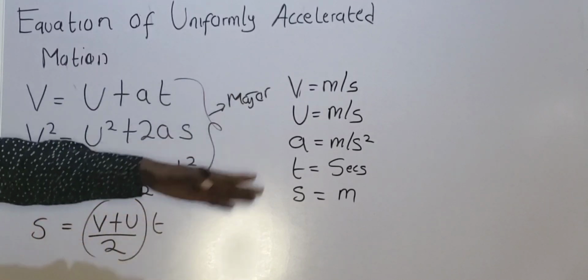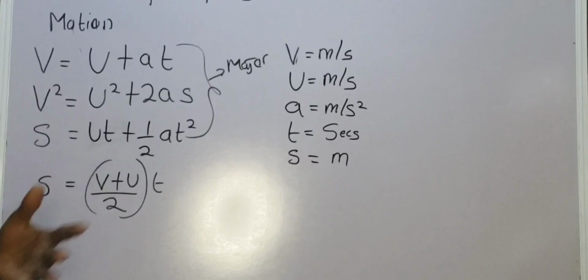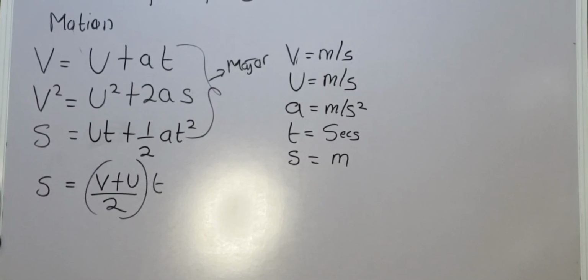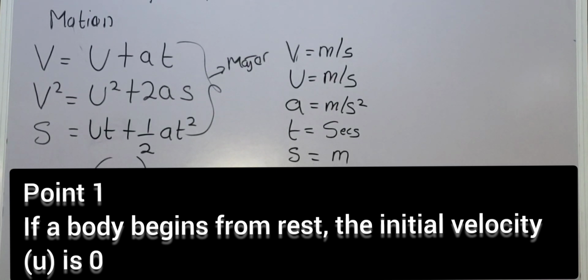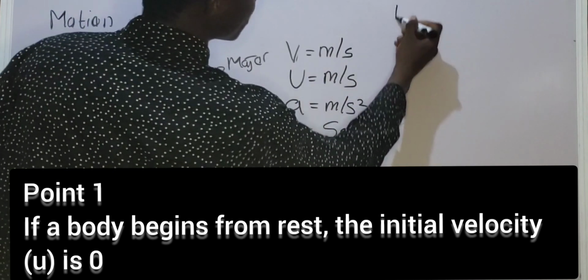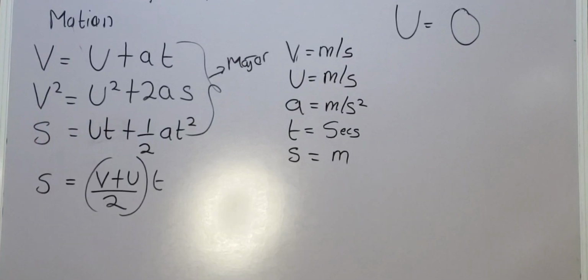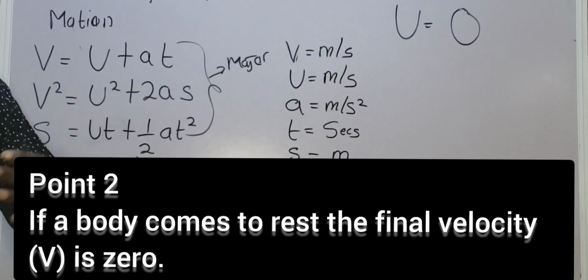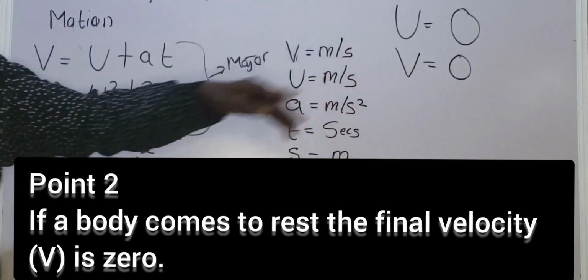Now we have taken the parameters that we have in this equation. Before we move to questions, it's very, very important that we understand the basic concept. So now I want you to note this. If a body starts from rest, the initial velocity of that body is 0. Initial velocity is U, and U is 0 for a body that begins from rest. Now, if a body comes to rest, maybe the body has undergone motion before and is now coming to rest, the final velocity V will be 0. Please, it is very, very important that you note this.